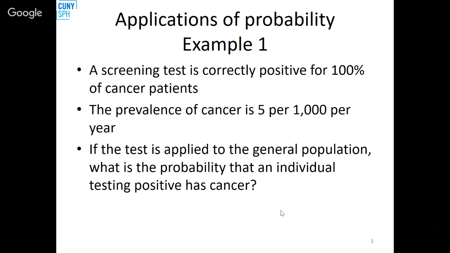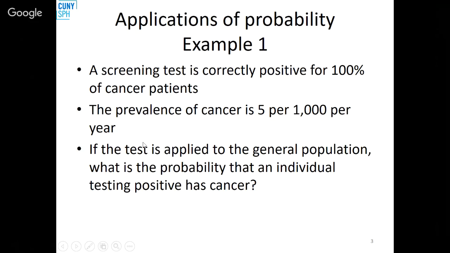This is a hypothetical screening test for, let's say, cancer. In this example, this screening test is correctly positive for 100% of cancer patients. That means that if you have cancer, it will not miss it. It is guaranteed to give you a positive test if you have cancer. So it's very good in that respect. Now, let's say we apply this test in a population where the prevalence of cancer is 5 per 1,000 people per year. That's a pretty high prevalence.